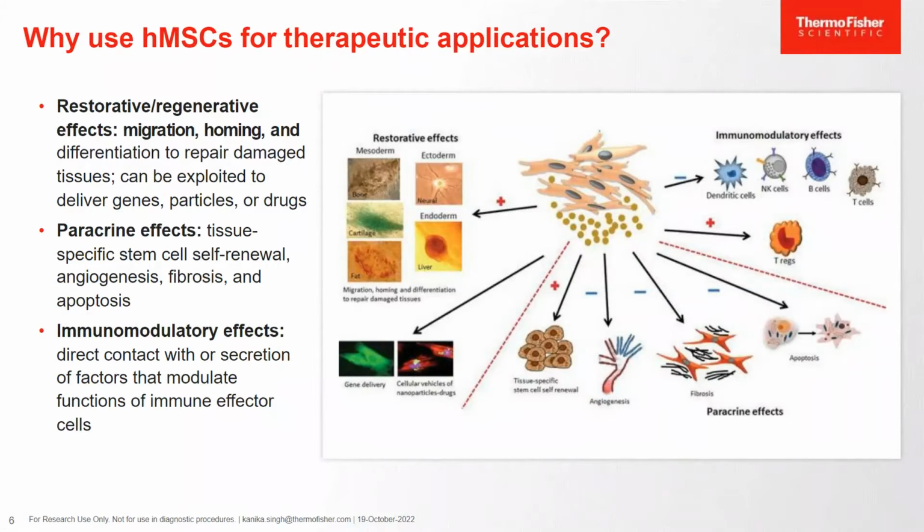Now that we have defined what MSCs are, let's understand why human mesenchymal stromal cells are used for therapeutic applications. Human mesenchymal stromal cells have regenerative properties. So they home to the site of damaged tissue and facilitate its repair. They have a paracrine signaling effect to stimulate tissue-specific stem cell renewal, angiogenesis, fibrosis, and apoptosis.